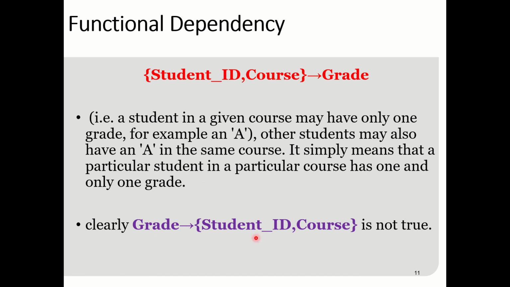So that's why we are saying the converse may not be true. Other students may also have A in the same courses. It simply means that a particular student in a particular course has one and only one grade. That is the meaning of this. But one grade may be related with multiple students, so we cannot say that, right? So the converse might not be true.